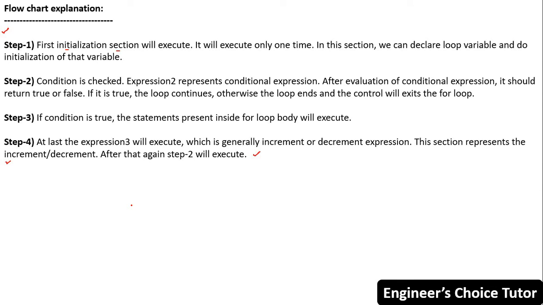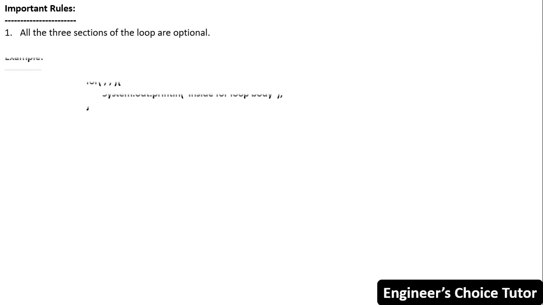Now let's discuss some important rules regarding the for loop. The first rule is that all three sections of the loop are optional. In this example, see here, all three expressions are missing. Do we have an initialization expression? No. Do we have a conditional expression? No. Do we have expression 3 here? No. Expression 1, expression 2 and expression 3 are all missing in this case.